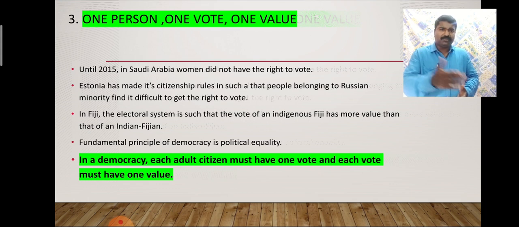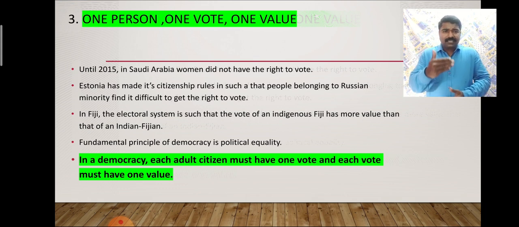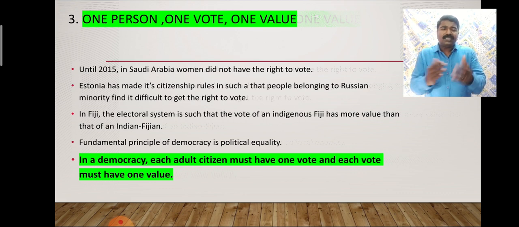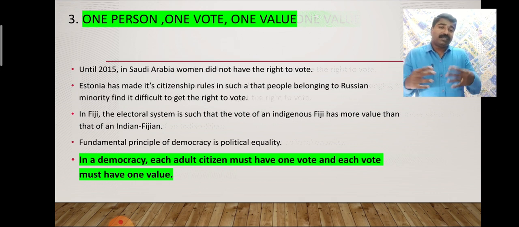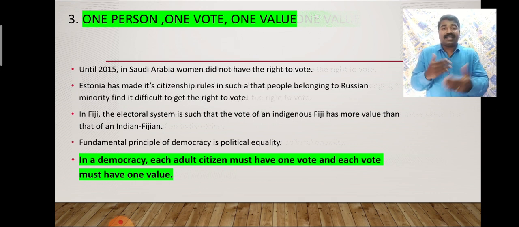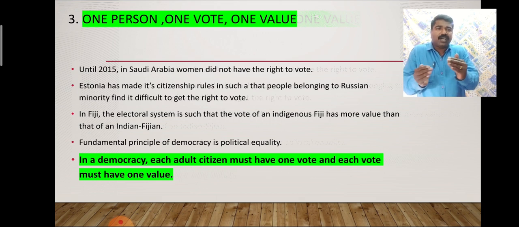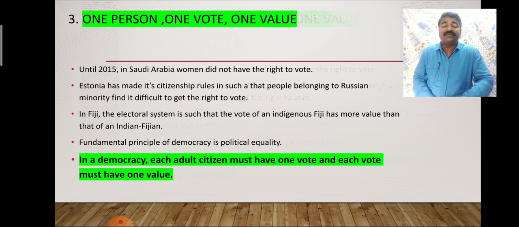Then Fiji. You can see that the electoral system is such that the vote of an indigenous Fijian was of more value than that of an Indian Fijian. Earlier, Indians were working in Fiji, therefore a particular people arose there, the Indian Fijians. They are a minority there. Then they are neglected. The indigenous Fijian vote has more value than that of an Indian Fijian.